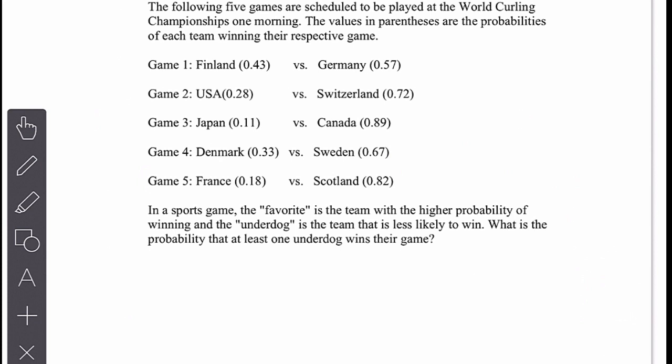The following 5 games are scheduled to be played at the World Curling Championships one morning. The values in parentheses are the probabilities of each team winning their respective game. In a sports game, the favorite is the team with the higher probability of winning, and the underdog is the team that is less likely to win. What is the probability that at least one underdog wins their game?